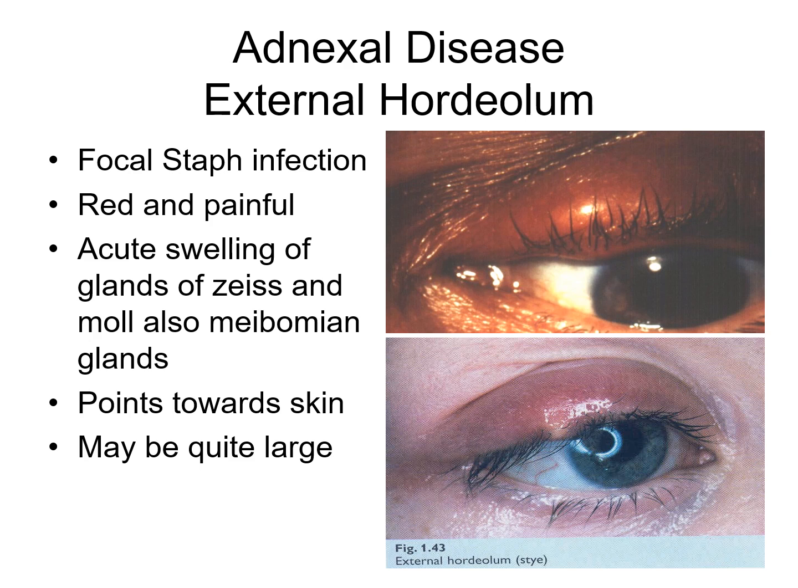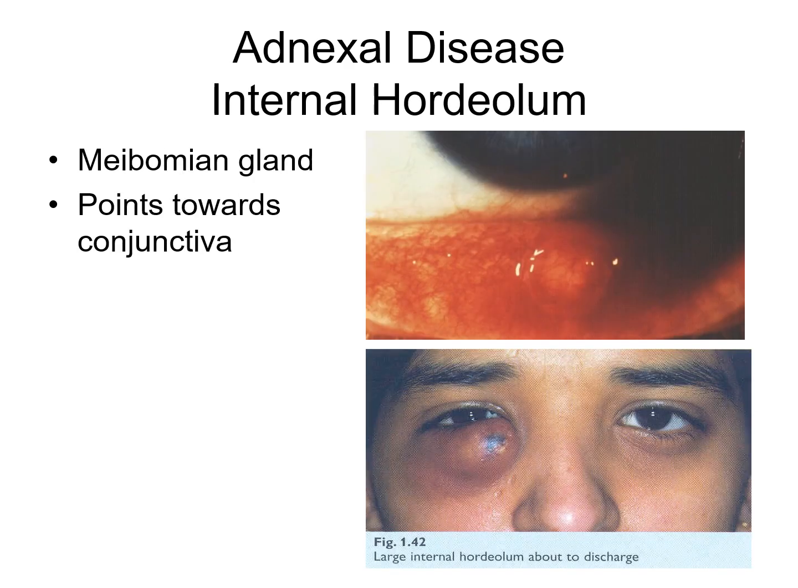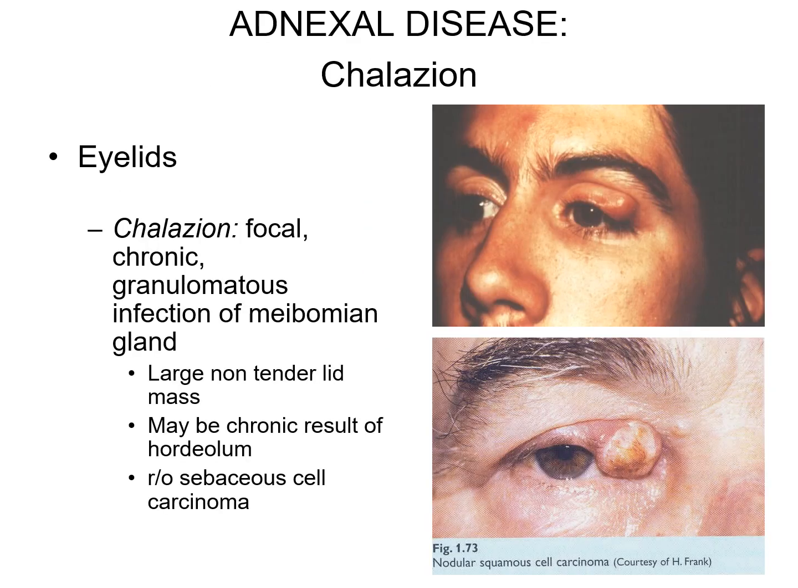These are focal staphylococcal infections that present with red and painful tender masses, which may be due to acute swelling of the glands of Zeis and Moll and of the meibomian glands. In time, if the inflammation resolves, a hordeolum may become a chalazion.